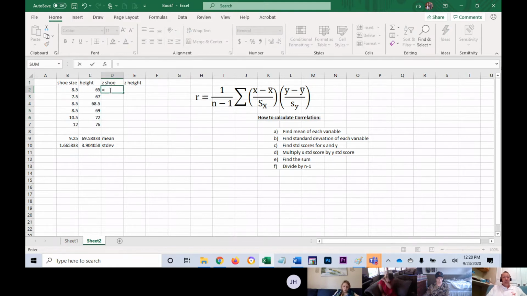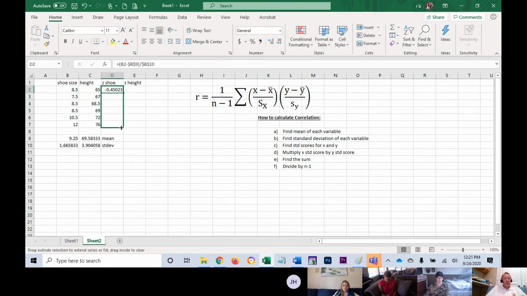Now, it's important that when you do this, you're using your parentheses. So I'm going to take, so this is basically data minus the mean over the standard deviation. So 8.5 minus the mean, which is 9.25, divided by 1.66. Okay. And then I'm going to repeat that for all of my data. And I know I did that faster than you did, but you guys are going to get fast at this, right?